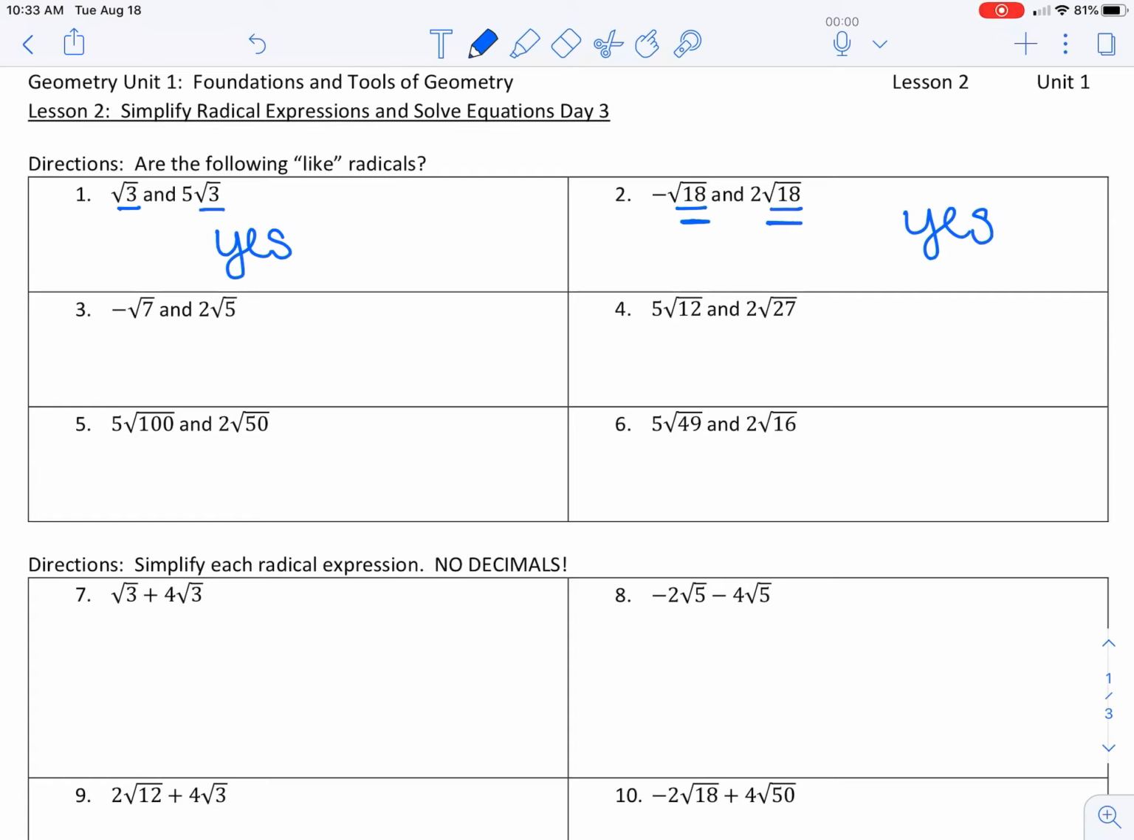For number 3, if you look underneath the radical here, we have a 7. That is a prime number, so that can't be broken down at all with our factor tree. So we actually are not going to be able to simplify that radical. And then with this one, we have a 5 here. That's also prime. So you can't break that down either. So if we look and say, okay, is 7 the same as 5? No, it's not. So we can say, no, these are not like radicals.